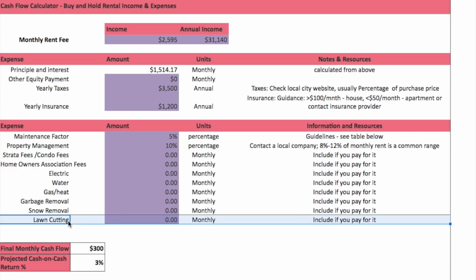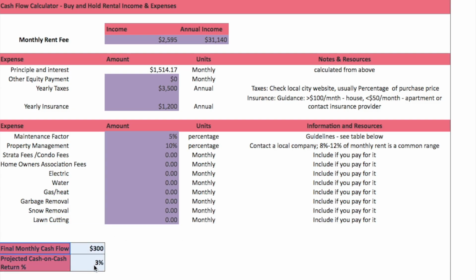So then after that, it calculates it all for you and tells you, does it cash flow or not? So the final monthly cash flow for this property is projected to be $300 a month with a projected cash on cash return of 3%. So anyways, that's it. That's all it is. And under 10 minutes, you can determine if your property cash flows.